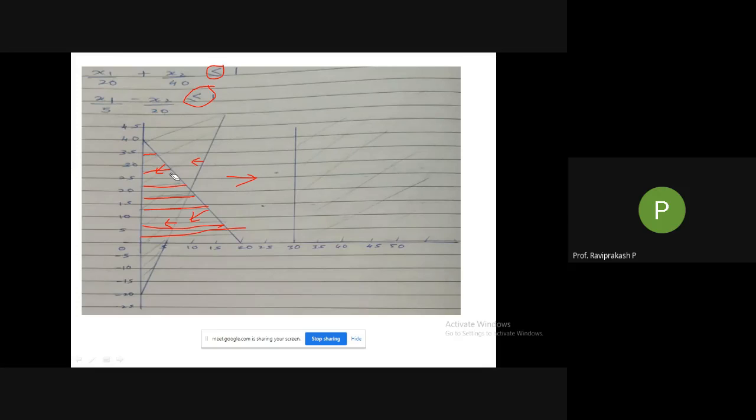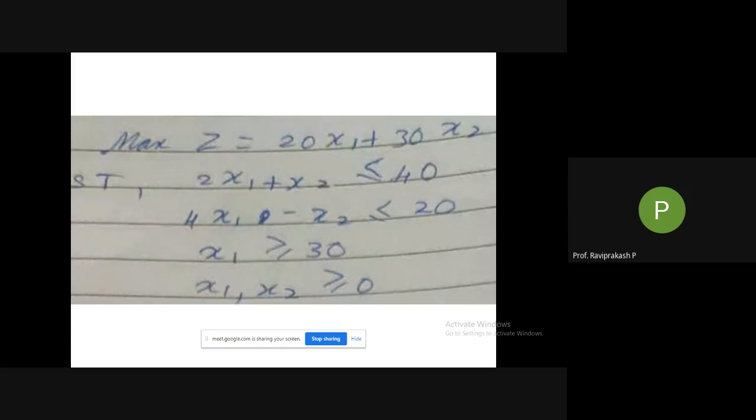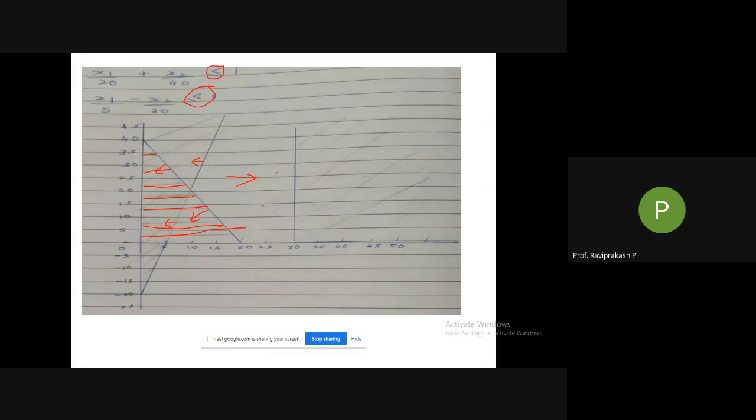Now the third one I have not written here, so I'll go back and check what the third one is. It is greater than. You can see, x1 greater than or equal to 30. Coming back to this, that 30 is here.